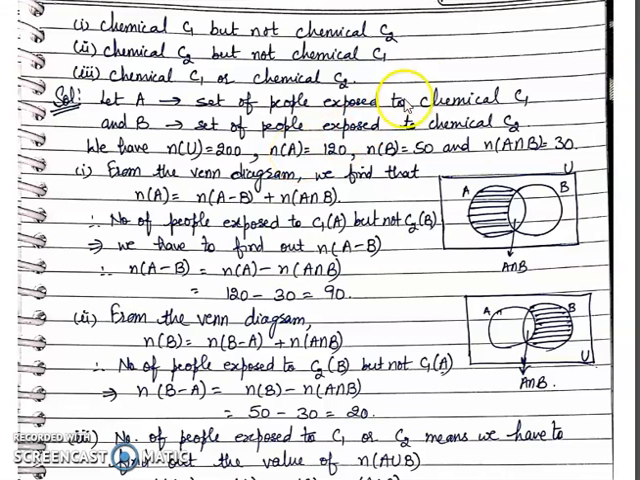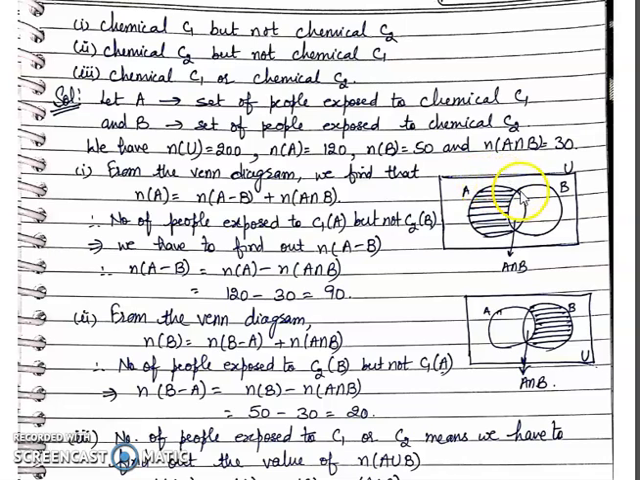Exposed to C1 but not C2 means we have to find out the number of elements in the set A but not in B. So we have to find out this shaded portion, because this shaded portion is the set of elements of A which are not in B. So from this Venn diagram we find that the number of elements of the set A is equal to the number of elements in A minus B plus the number of elements in A intersection B. Because this circle is the set A, it consists of this shaded portion and this common portion, common to both A and B. So this common portion is A intersection B.